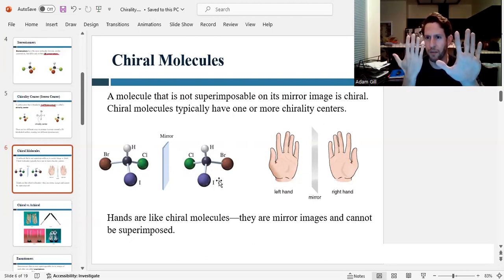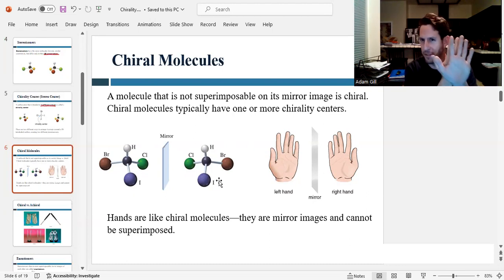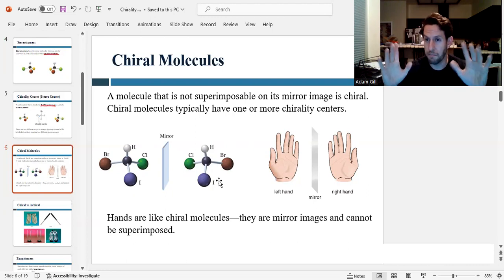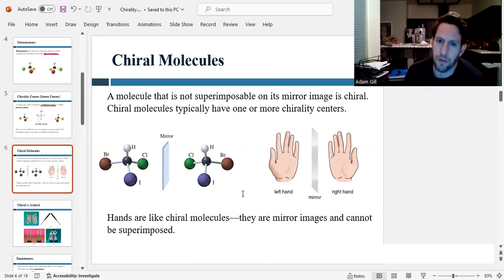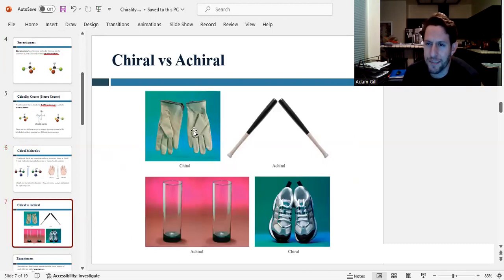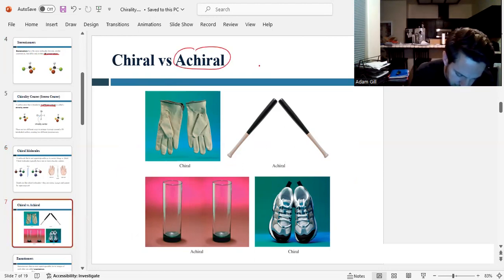Or if I turn my hand around so that my thumbs match up, well, now this is the back of my hand, but this is the front of my hand. So they still don't look exactly the same. They have all the same parts, but they're facing in opposite directions. That same principle applies to molecules. When you have a chiral center, you can have 2 different 3-dimensional orientations, and they are going to be mirror images of each other.